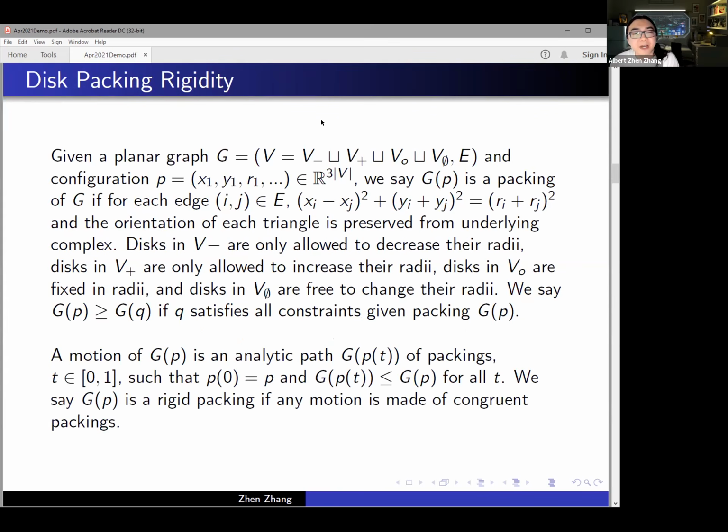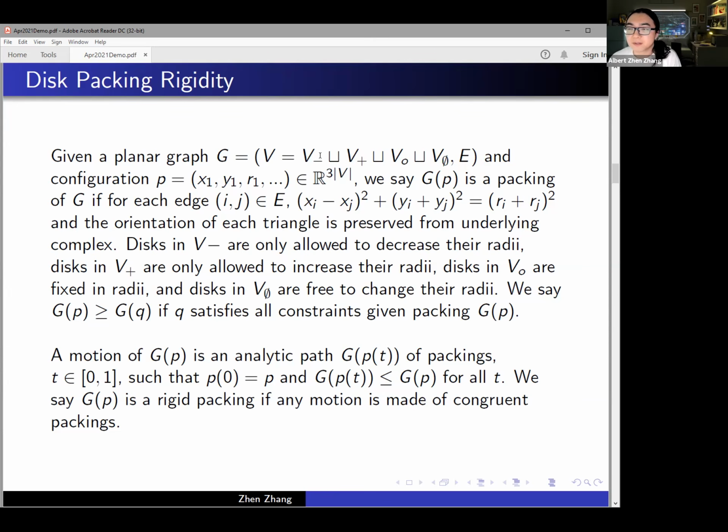And motivated by tensegrity, we can define a disk packing rigidity. In disk packing, we have a planar graph G. The graph has to be planar because otherwise you don't have a packing at all. Then we separate the vertex set as V minus, V plus, V naught, and V empty.